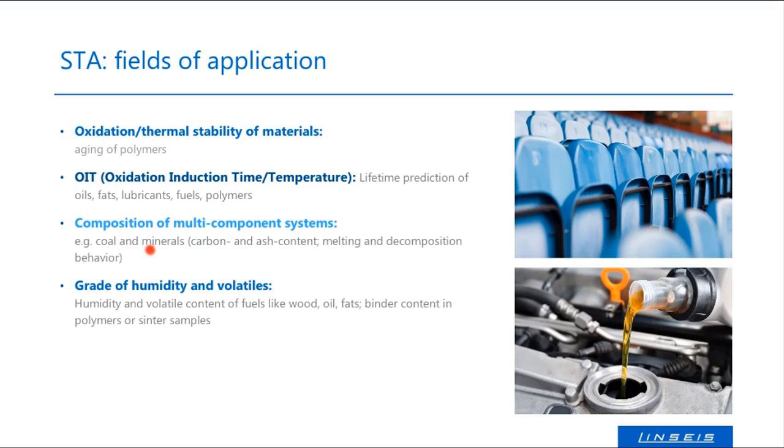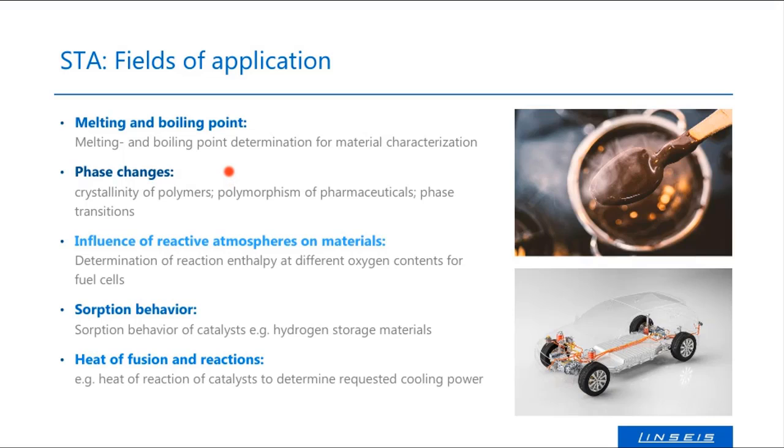That means if you have a mineral, coal, or whatever, you heat it up under inert atmosphere or controlled atmosphere, you can determine the carbon content, the ash content, the melting point, and the exact decomposition behavior. Of course, you can determine the kind of energy that's stored within the material. You can determine the grade of humidity and the grade of volatiles that's contained in the material, like woods, oils, or in a fat, or the binder content in polymers or whatever. So all this is what's typically done with an STA.